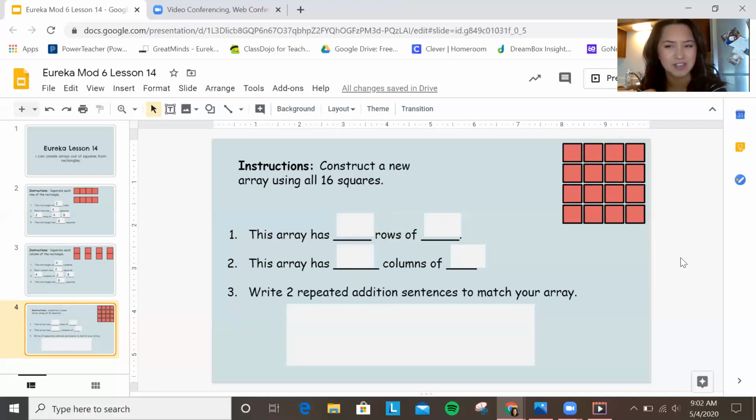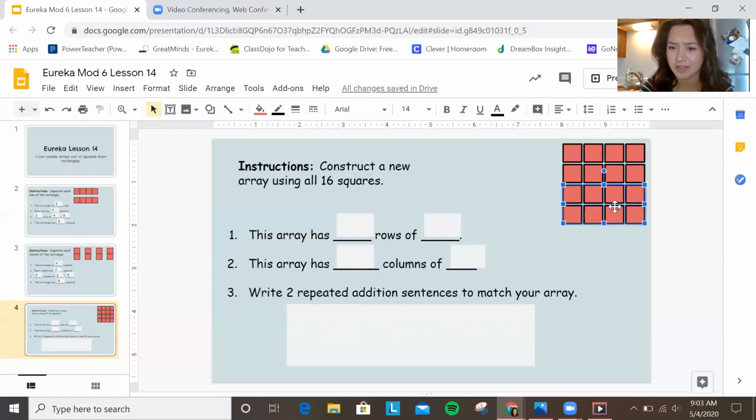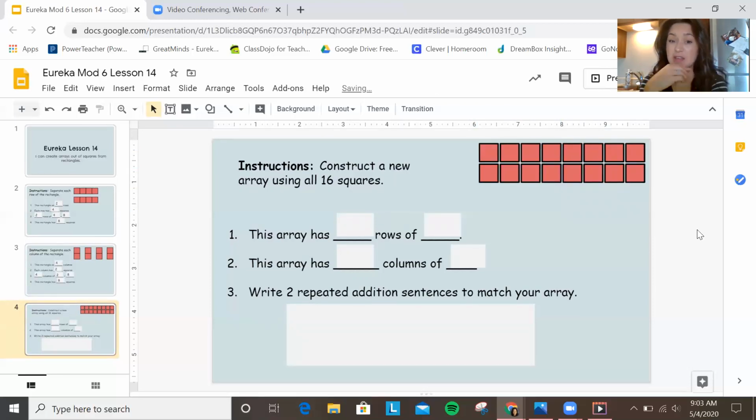Let's see if the one in your head matches mine. I'm thinking that I could possibly make this into 4 rows of, or no. Let's try making it into 2 rows. Let's try this. So I'm going to take these and bring them up to here. Did I make a new array? Yeah. Did I use all 16 squares? Yeah. Do I have any others flying around? Nope, looks good.